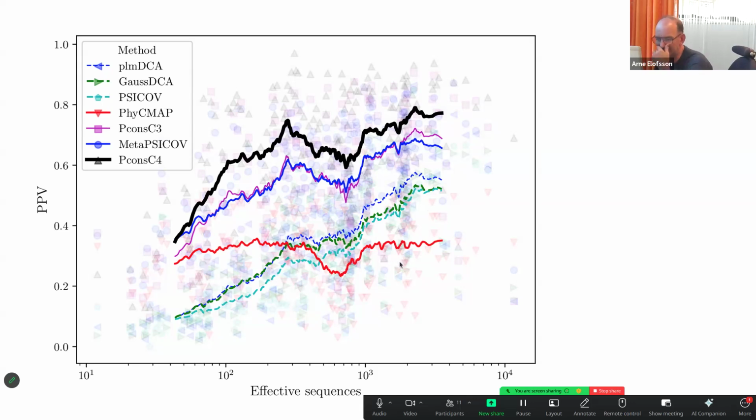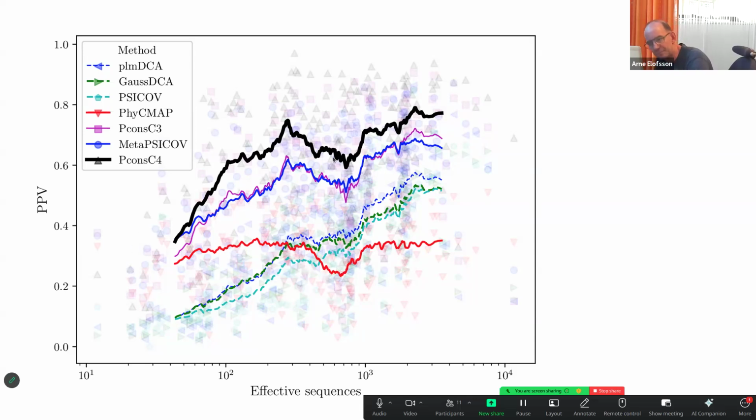And the red line here is an old method that does not use this coevolution signal, but uses machine learning only. And you see that it is quite flat. It really doesn't depend very much on the size of the multiple sequence alignments. So for small multiple sequence alignments, it's much better than the DCA methods, but it never gets more than 30% accuracy, basically. There's a small dip here around 800 or 500. For some reason, there are some difficult cases there. I don't really know why, but there are some pairs that are difficult. So that's difficult to know.